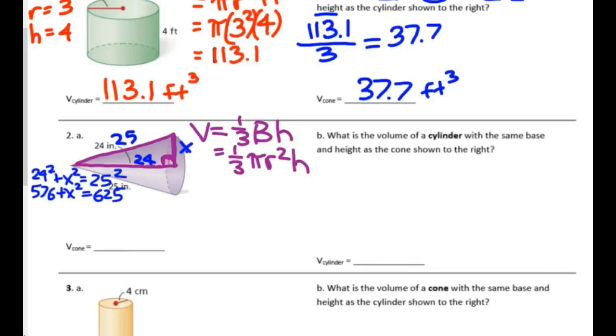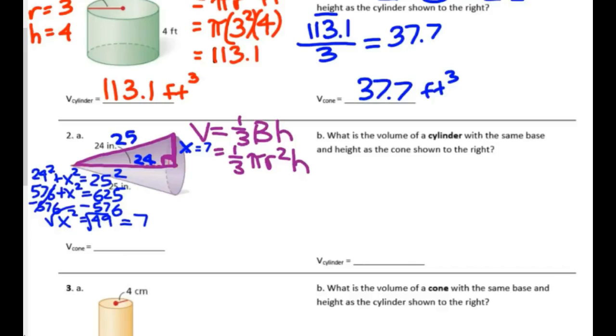Okay, now, next step. Notice how on the side with x, I have 576. I have to subtract it to get it to the other side. We always do the opposite, so minus 576. 625 minus 576 gives me 49. And what's my last step for Pythagorean theorem? Square root. So what is the square root of 49? 7. Okay? So all that work to figure out this radius is 7. Okay?